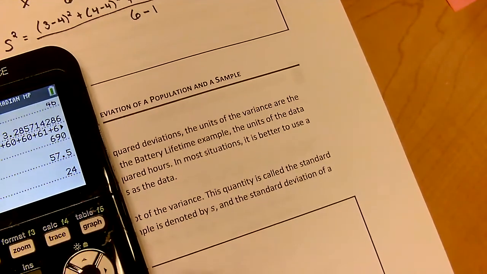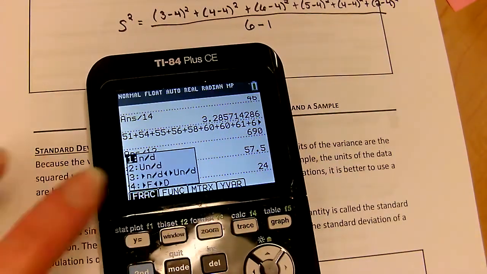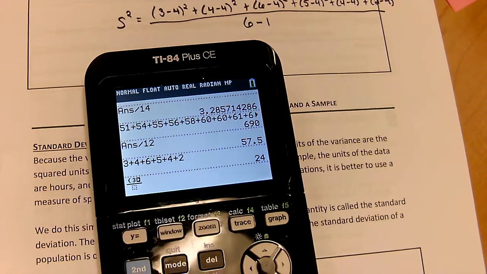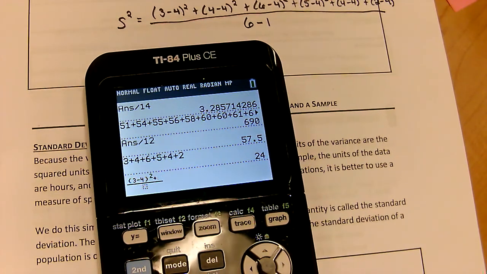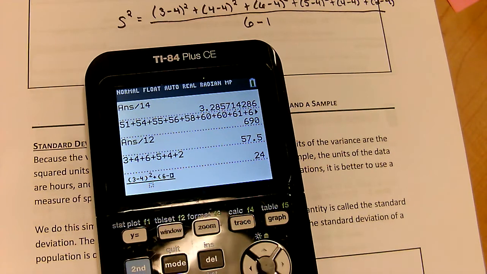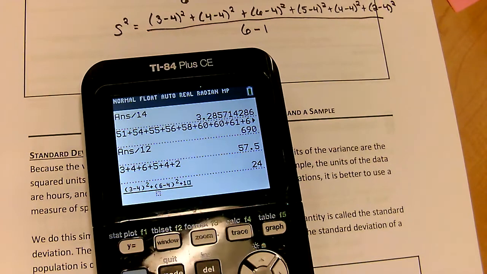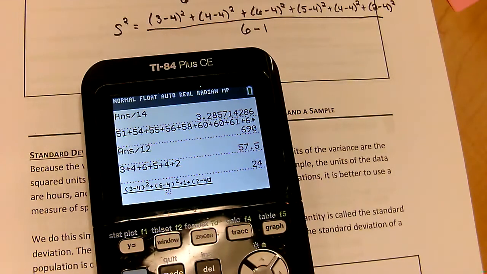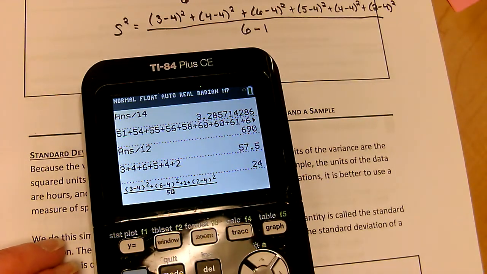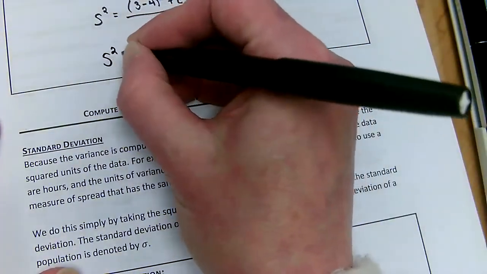So, in these calculators, you can actually do this all in one step. If you wanted to, you could do a fraction and then do 3 minus 4 squared plus, well, that's 0 squared. That one's easy. 6 minus, whoops, I forgot the minus. 6 minus 4 squared plus 5 minus 4 squared, which would be 1, plus 4 minus 4 squared, which is 0, plus 2 minus 4 squared, divided by 6 minus 1, which is 5, and it gives me a sample variance of 2.